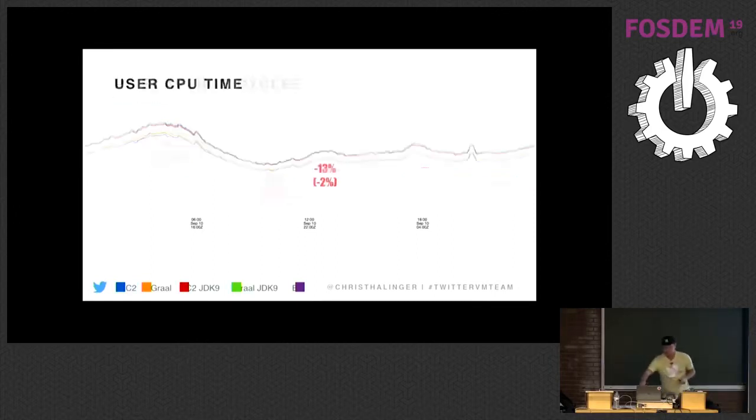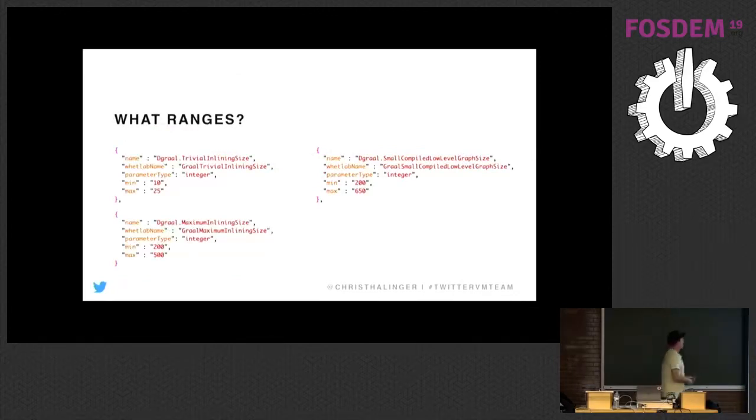I did the same for CPU time. By just running Graal, we can reduce CPU utilization by 13%, which is a lot and saves us a lot of money. And I could squeeze out another 2% by manually fiddling around with these. But you don't want to do this manually for every service. You want a machine learning framework to do this for you, right? So that's exactly what this is.